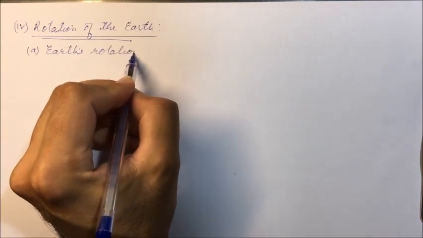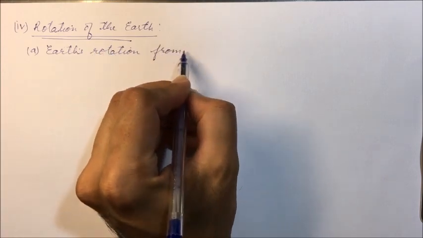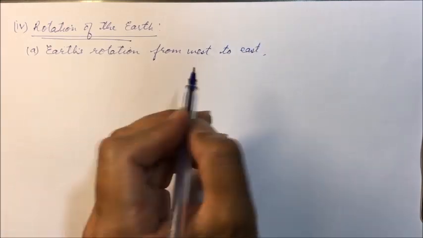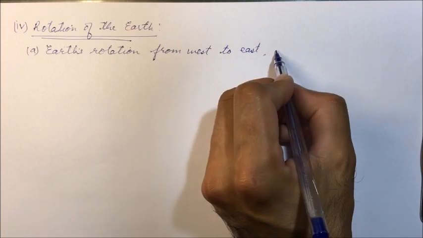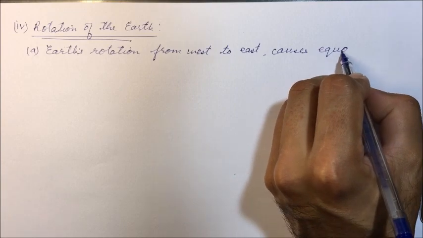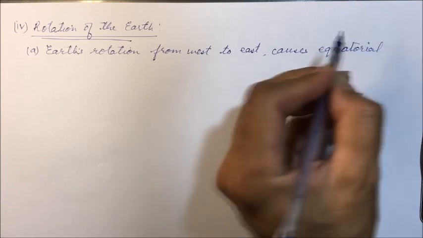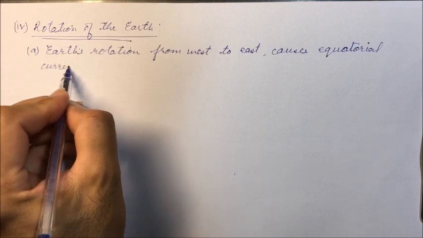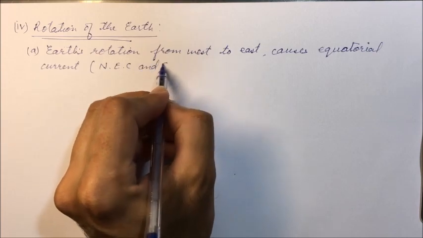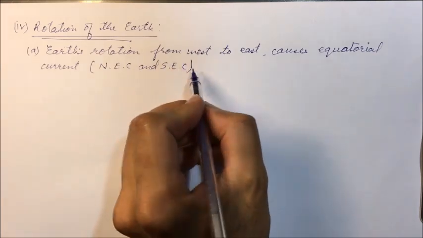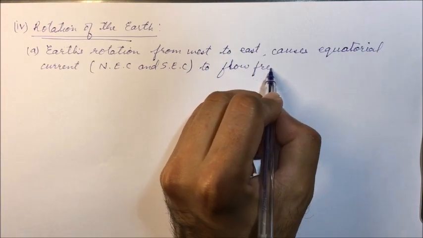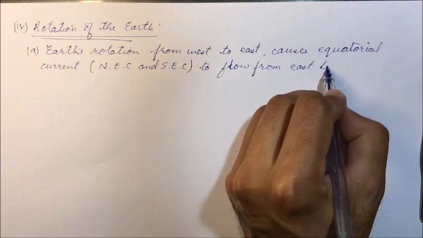Earth rotation from west to east causes the equatorial currents, that is the north equatorial current and south equatorial current, to flow from east to west.